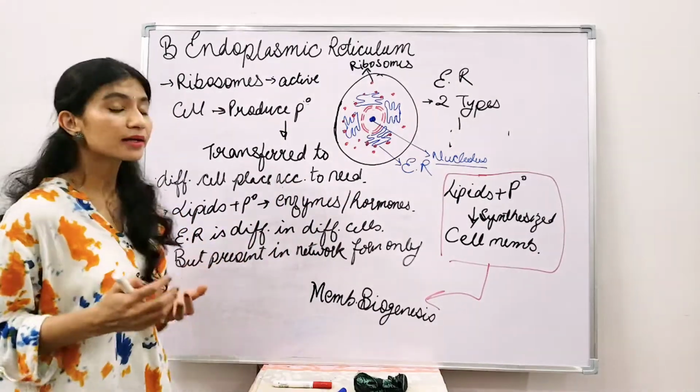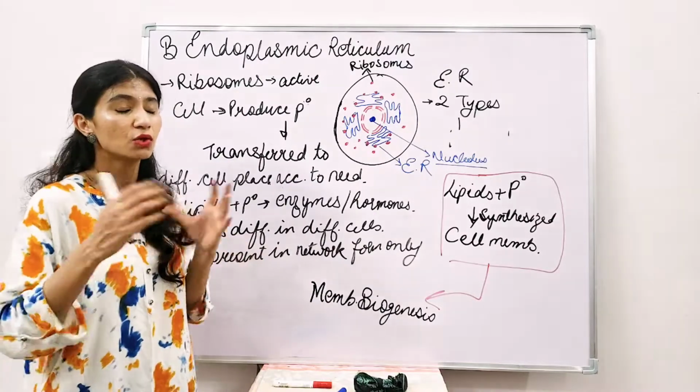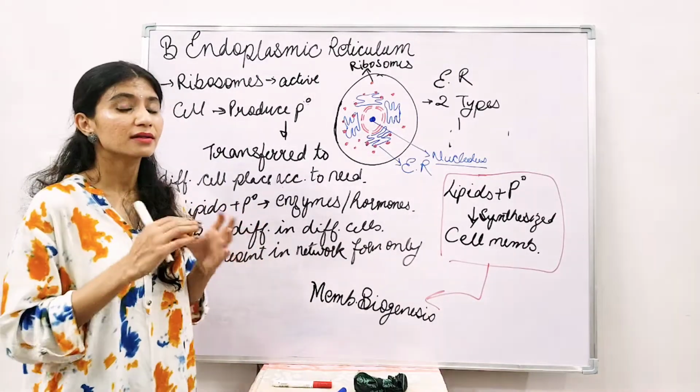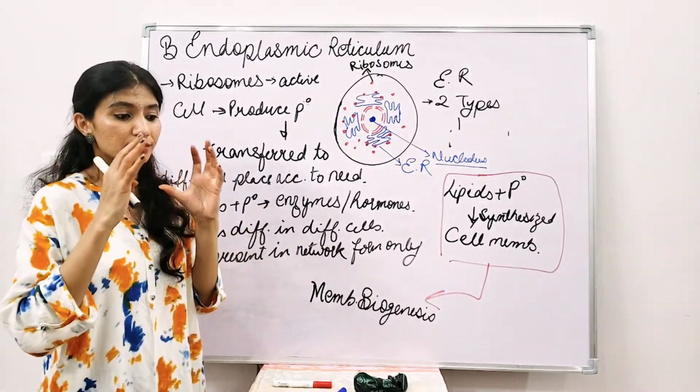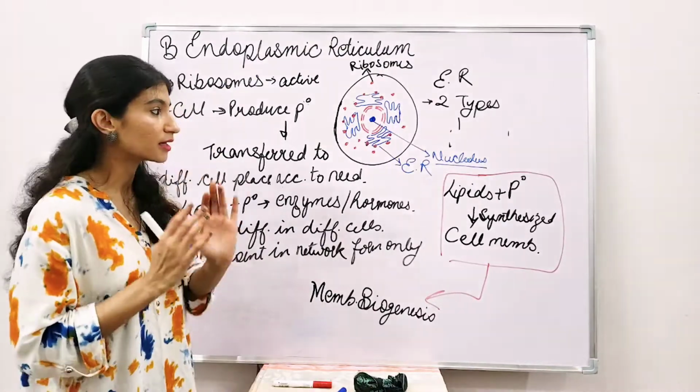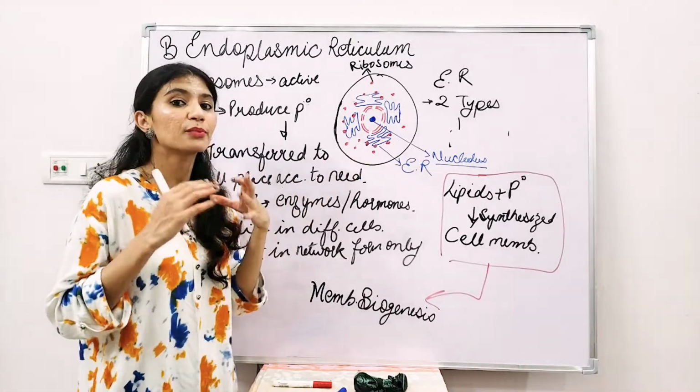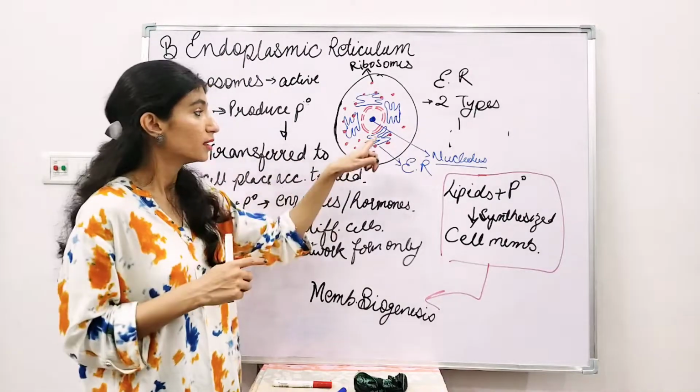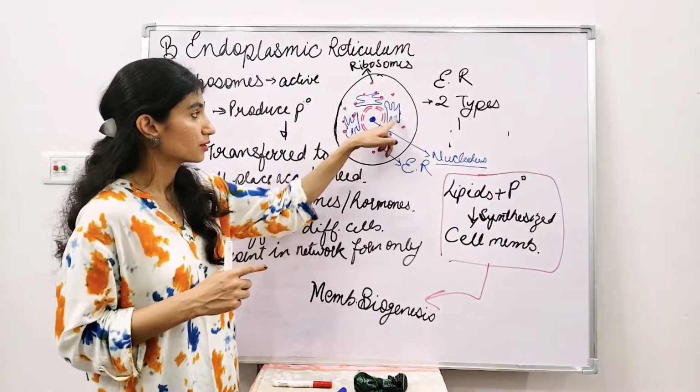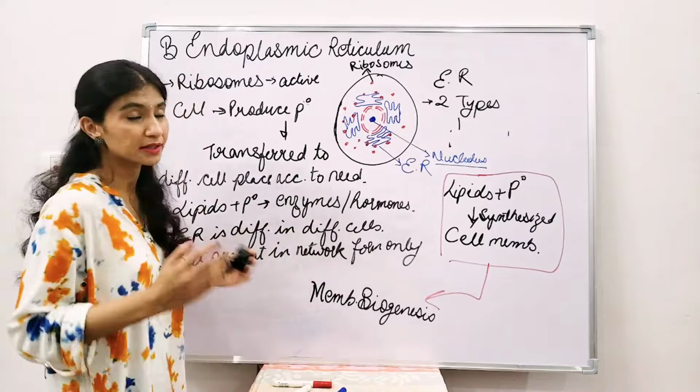Other than that, ER is different in different cells. The look of the ER can be different, but the whole arrangement of the ER will always be present in the form of a network. If you can see these network systems, it will always be present in that form.